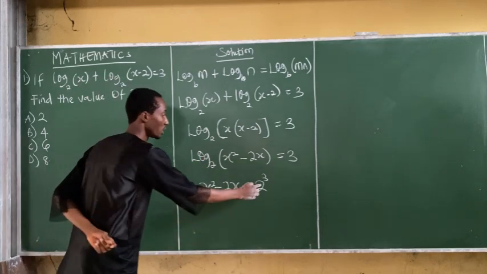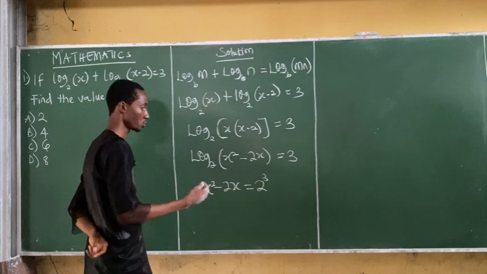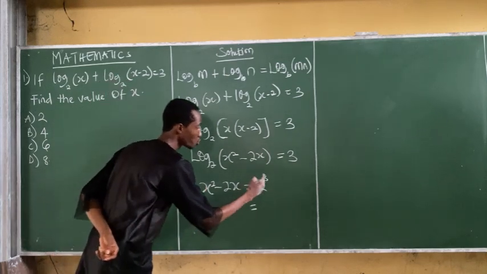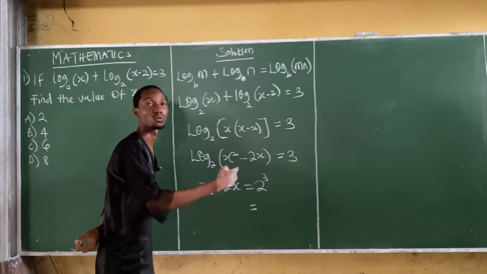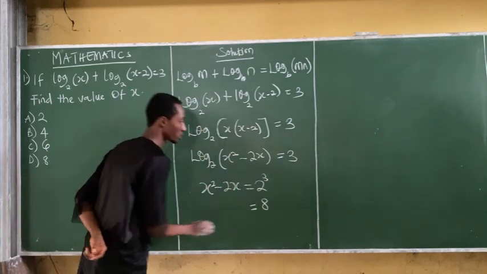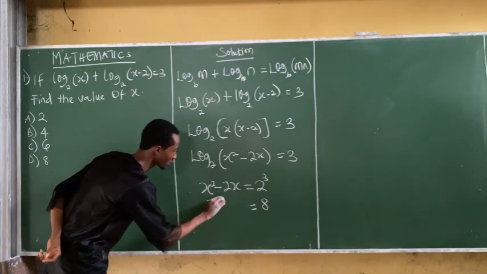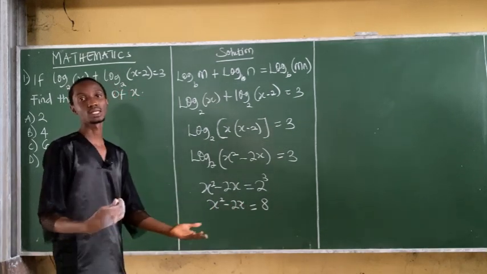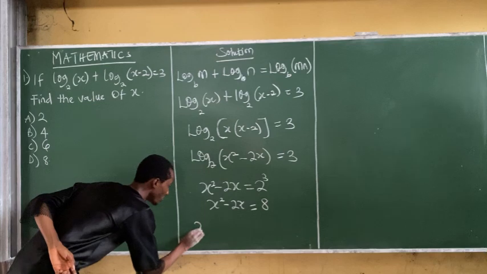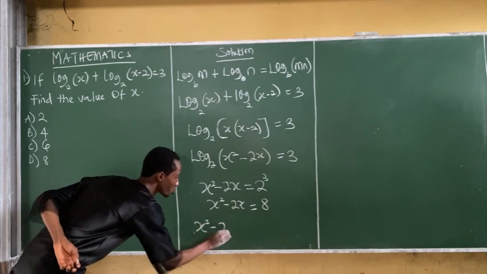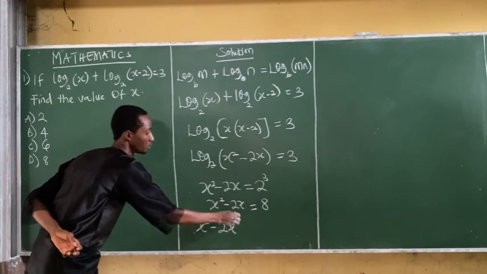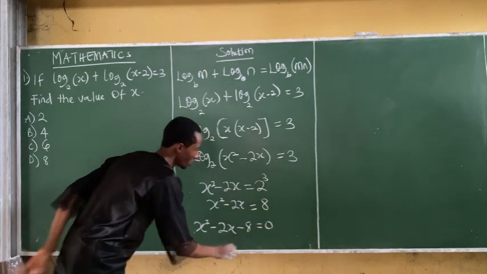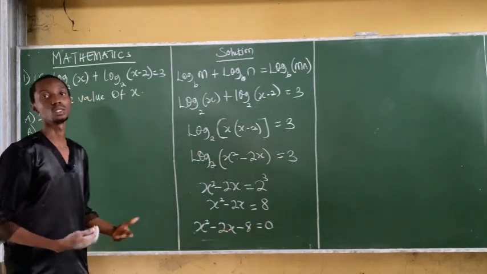Now we have x squared minus 2x is equal to 2 raised to power 3, which is 2 multiplying itself 3 times. So we have 2 times 2 times 2. 2 times 2 is 4, 4 times 2 gives us 8. We have x squared minus 2x equal to 8, and now it looks like a quadratic equation. If we bring 8 to the other side, it becomes x squared minus 2x minus 8 is equal to 0.